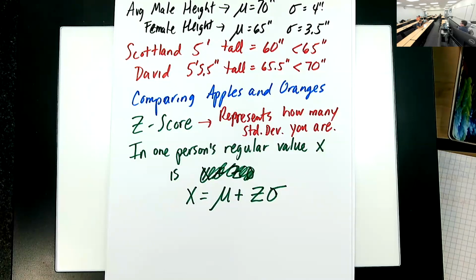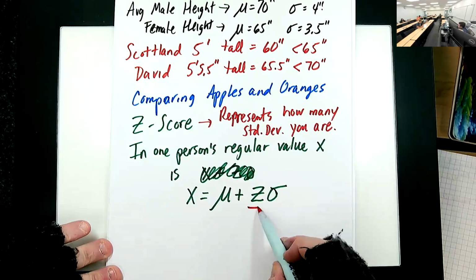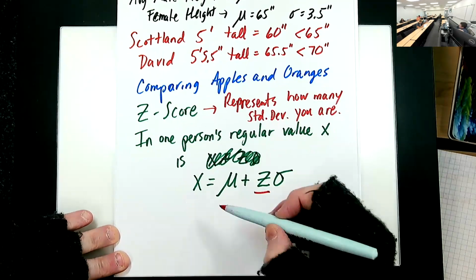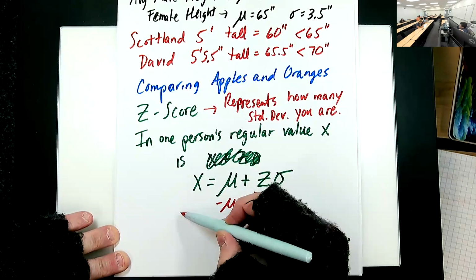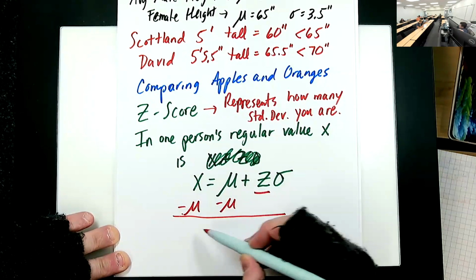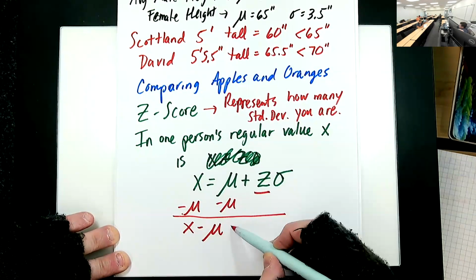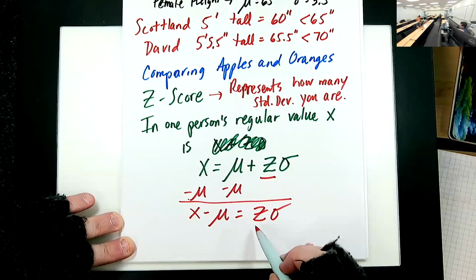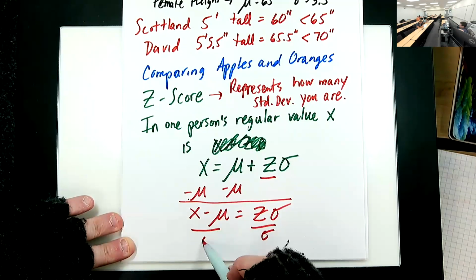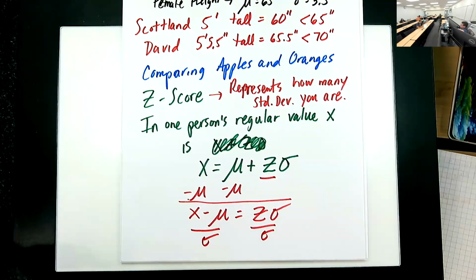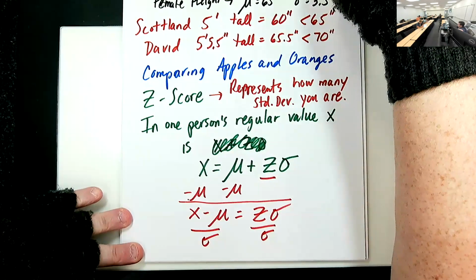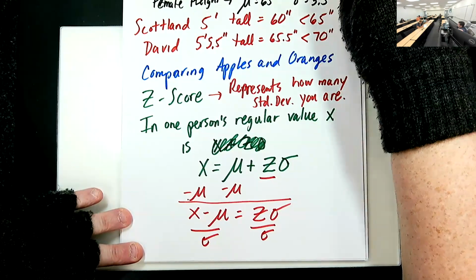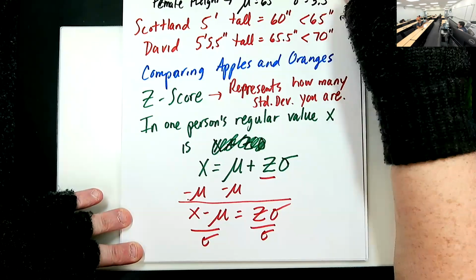Now, doing a little bit of algebra. Might have been a while for a lot of you. I'm going to walk you through real quick. If I want to find out what z is, first off, I would subtract mu from both sides. And I get x minus mu equals z sigma. And then I could divide both sides by sigma. And I will get z, which I will put on the next page.